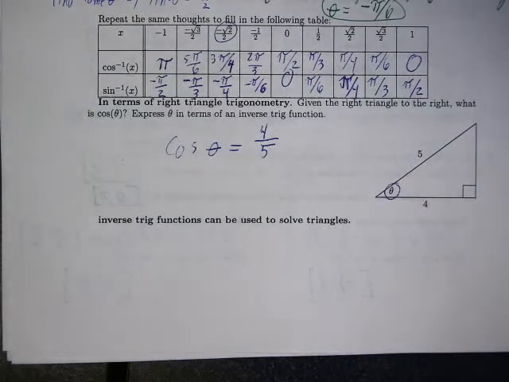Let's think if that angle lives in the right range. Is that angle theta somewhere between 0 and pi? Yeah, in fact, it should be somewhere between 0 and a right angle, right? So it should be somewhere between 0 and pi over 2. So that angle is in the range of inverse cosine. So by using inverse trigonometry, what does that angle have to be?